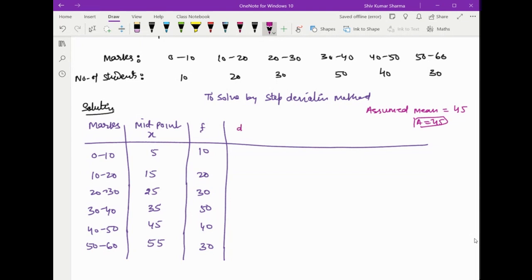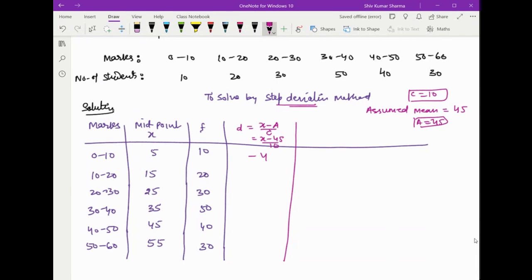So we calculate the deviation D. We solve by the step deviation method, so we write the deviation as x minus A upon C, where C is the interval. So here C is equal to 10. So x minus 45 upon 10. For x as 5, 5 minus 45 is minus 40, upon 10, minus 4. For simplifying the calculation, basically we use this method.